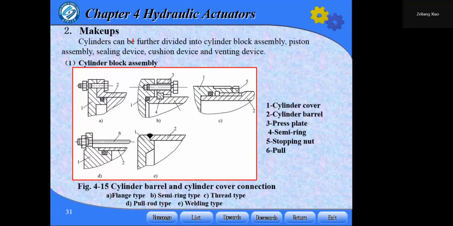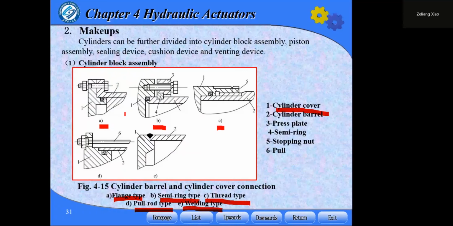Makeup of cylinders can be further divided into cylinder block assembly, piston assembly, sealing device, cushion device, and venting device. A is the cylinder cover. A is the flanging type, B is the semi-ring type, C is the thread type, D is the parallel type, and the last one is the wheel type.